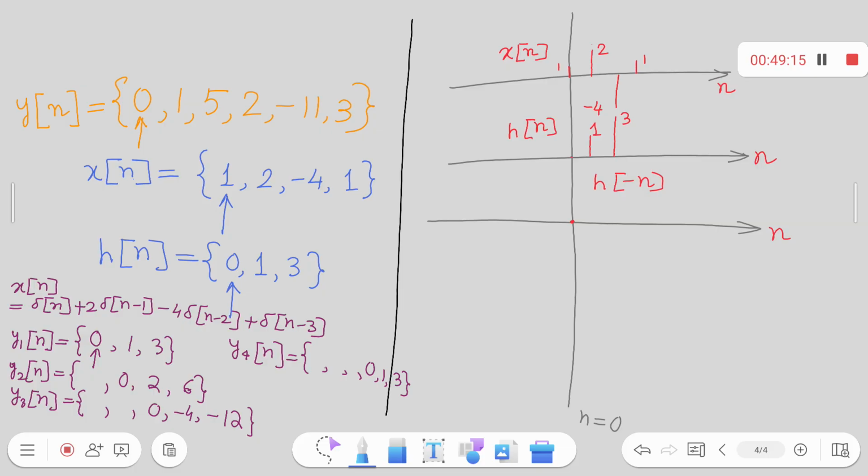H of minus n, from minus 2 to 0. Here this value is equal to 0. Then you have to take the mirror image. Mirror image. So there you have 1. There you have 3. This is H of minus n.